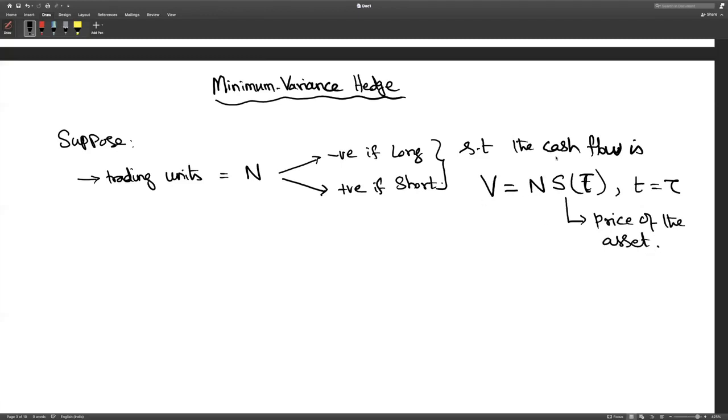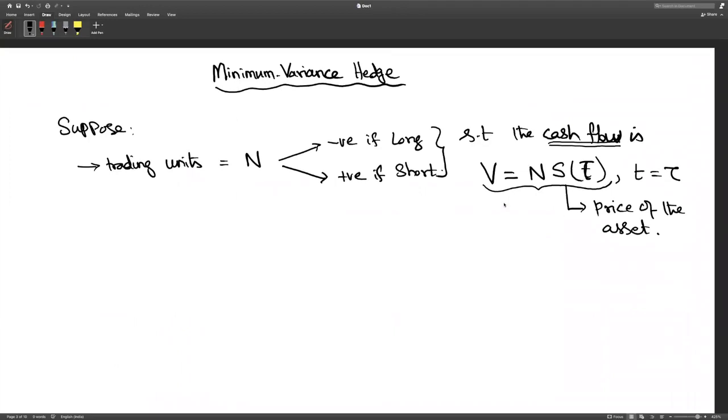Now, since we are writing it as a cash flow, this quantity should be negative if we are buying, because we are paying money and getting the asset. Therefore, the money goes from our hand. On the other hand, if we are shorting, that is, if we are selling the asset, then the money is coming into our hand, and therefore this quantity V should be positive. That is why we take N to be negative if we are buying and positive if we are selling. It's just the reverse of what we generally understand, right?